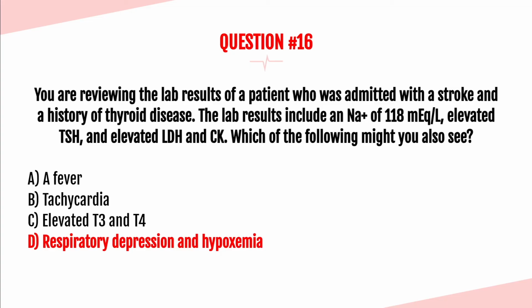So D is going to be the right answer here. If worst comes to worst and you have no idea with this question, the odd one out is respiratory depression and hypoxemia. The rest of the three, fever, tachycardia, they show a high metabolism. And as for the elevated T3 and T4, we know that T3, T4, and TSH are always going to be inverse of one another. So you wouldn't see an elevated T3, T4 in this patient. You would see the opposite.